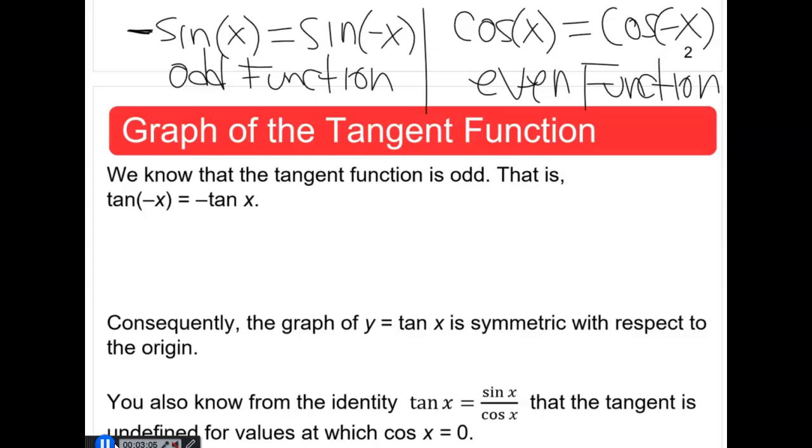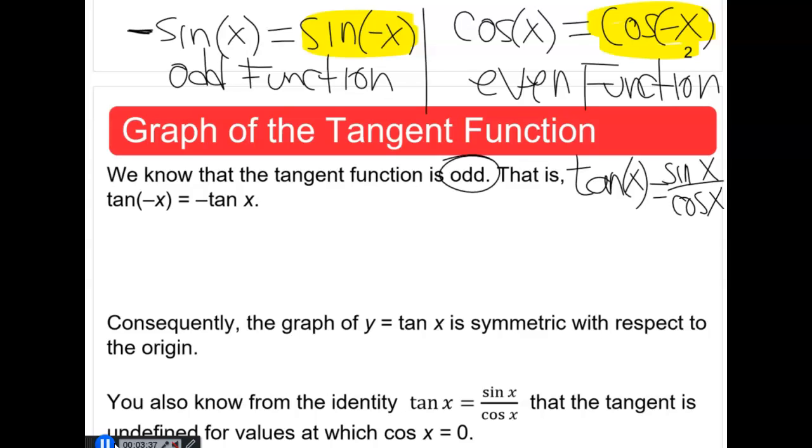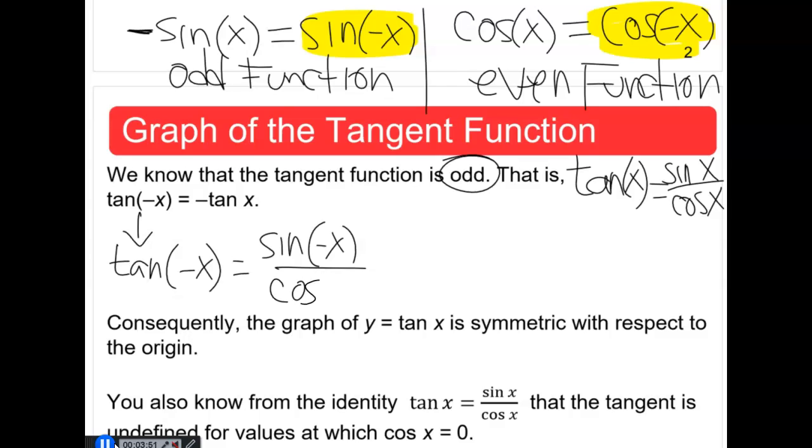Now, based on that, we're going to use those two, sine of negative x and cosine of negative x, to see if tangent will be odd or even. I know the answer is already here. It is odd, but let's see why. We already know that tangent is sine of x divided by cosine x. That is one of the quotient identities. So if I wanted to rewrite tangent of negative x, that will give me sine of negative x divided by cosine of negative x, which is what I have highlighted up here.